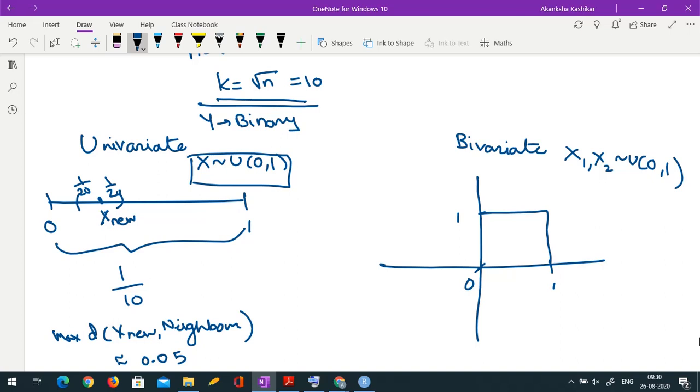Okay, suppose this is my observation of interest. So this is my x vector nu. Now my total area of this square is 1. So to get roughly 10 neighbors, I need to cover roughly 10% of the area. That is, the area should be 1 by 10. The area of a square that I draw around this, or circle that I draw around this, should be 1 by 10. Circle if I consider Euclidean distance, square if I consider Manhattan distance.